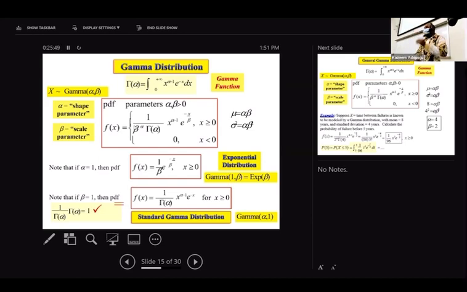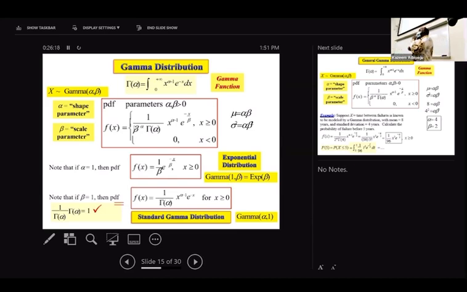And we also have two parameters, just like the two parameters we have in Weibull. We have so many alternative distributions for modeling waiting time. It is not only exponential, not only Weibull, but also gamma. The two parameters here are alpha and beta. Alpha is the shape and beta is the scale, just like what we have in the Weibull distribution.